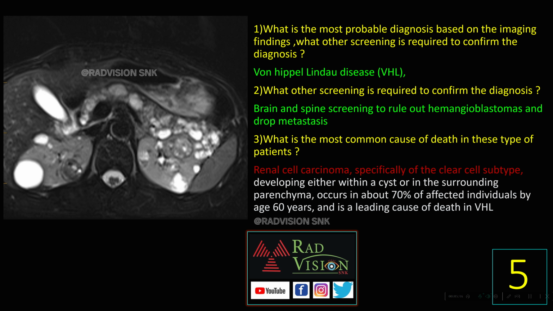The most common cause of death in this patient is renal cell carcinoma, specifically of the clear cell subtype, which develops within the cyst or adjacent surrounding parenchyma. It occurs in 70% of affected individuals by the age of 60 years and is the leading cause of death in VHL. Here also you can see this can be an RCC developing in the pre-existing cysts.